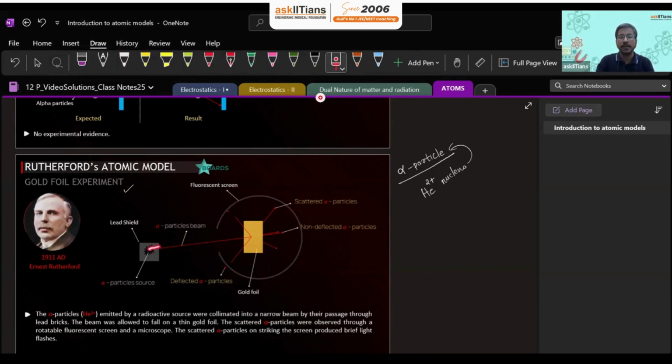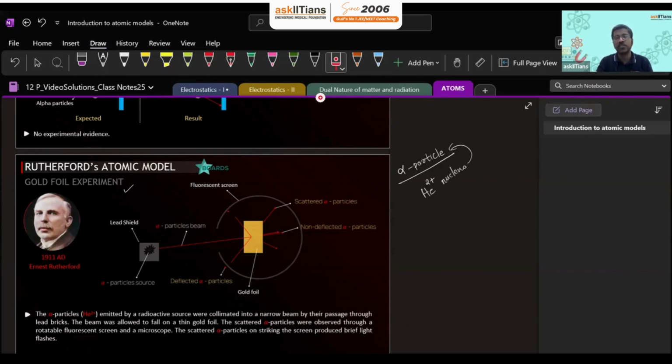Once the focused alpha particles, which are a very narrow beam, reach this gold foil, the majority of the alpha particles move past the gold foil undeviated, without any deviation. But there are a few alpha particles which get scattered at different angles, some even at 180 degrees. But their number is very, very less.